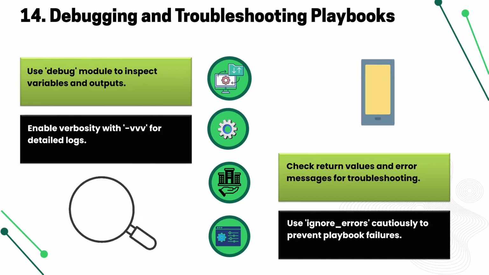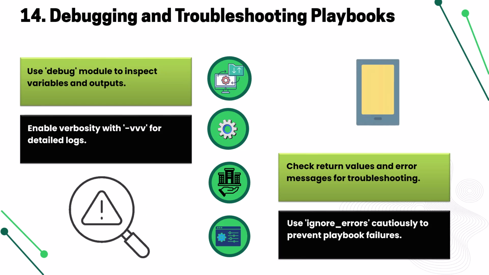Debugging is like detective work, except instead of solving crimes, you're fixing playbooks. The debug module helps inspect variables and outputs, while verbosity (-vvv) gives detailed logs to pinpoint issues. Checking return values and error messages is key to troubleshooting. And while ignore_errors might seem tempting, use it wisely or risk masking real problems. Think of it as duct tape. It works but shouldn't be your go-to fix.